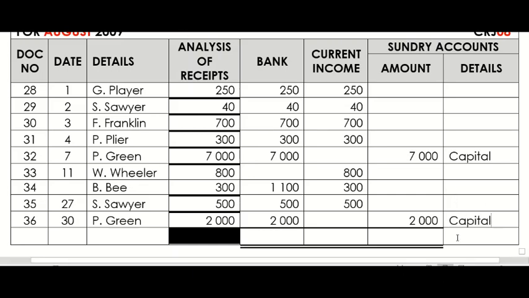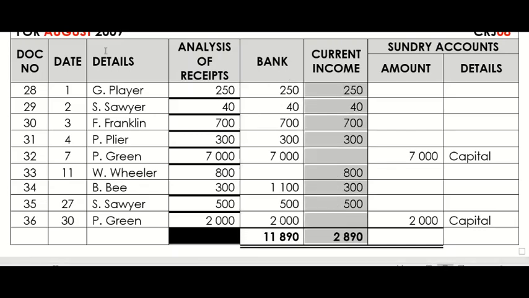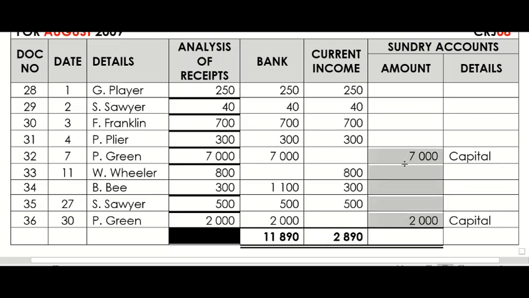And lastly, you must total your columns. The bank column, if you add all of these values together, will give you 11,890. The current income column, if you add all of these values together, will give you 2,890. And then the sundry accounts column, which are both capital transactions, give you that total of 9,000 Rand. Remember, if we add these two columns together, you must get the value in your bank column.